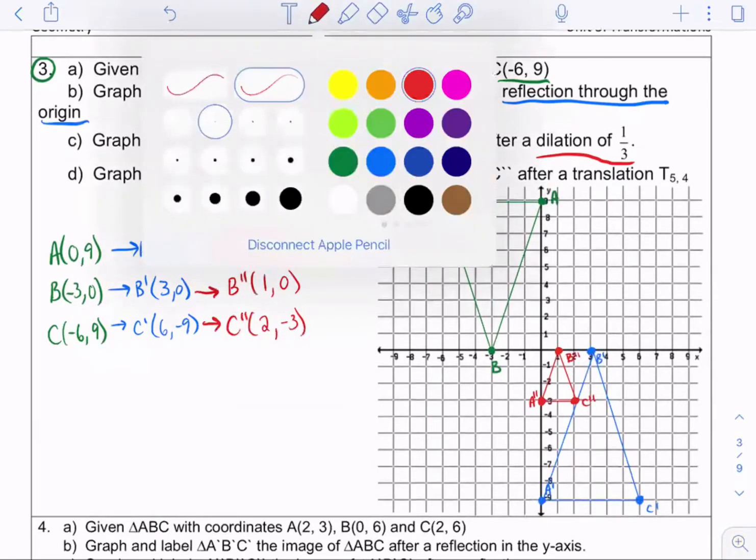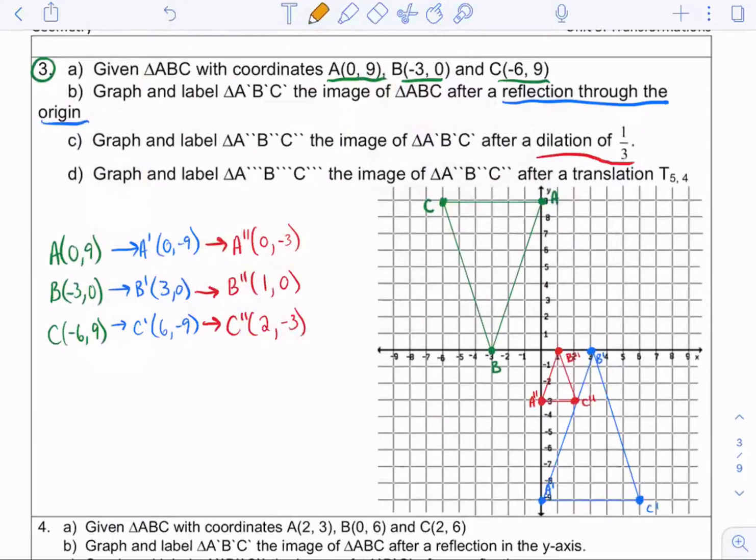Then, one last step. It says, I want to graph triple prime. Oh, but it's the image of the double prime. So use the double prime points to get the triple prime. It says translate 5, 4. So that means to the right and up. So to the right 5, 1, 2, 3, 4, 5, and up 4, 1, 2, 3, 4. So there's my B triple prime.